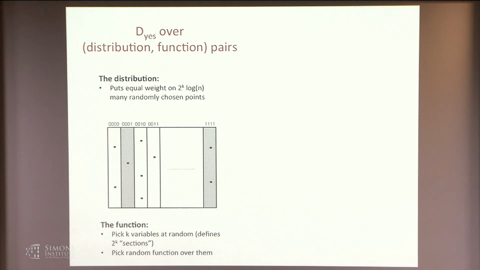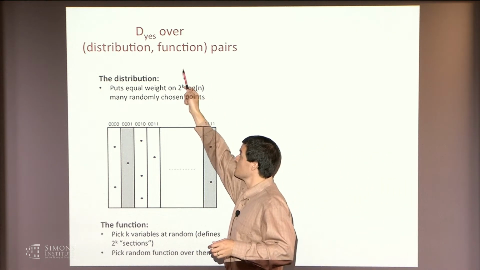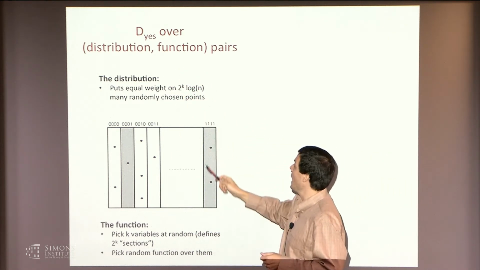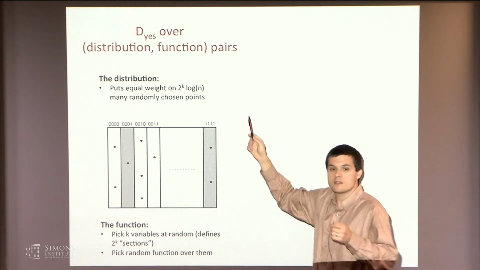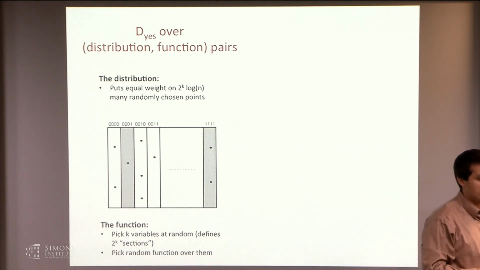OK, so let me try to tell you about this yes case and this no case. The yes distribution over distribution-function pairs. I'll start by telling you about the distribution, which is extremely simple. To generate the distribution part of the distribution-function pair drawn from D_yes, I uniformly randomly pick 2^k log n points, somewhat more than 2^k points.